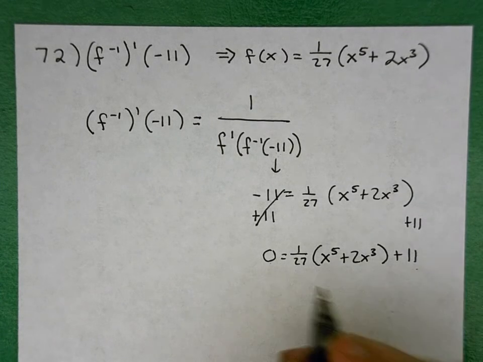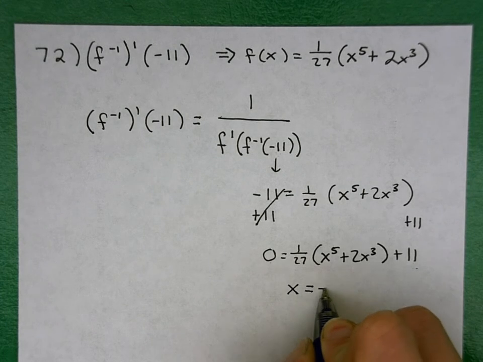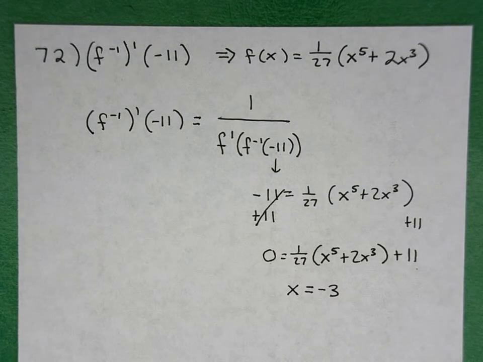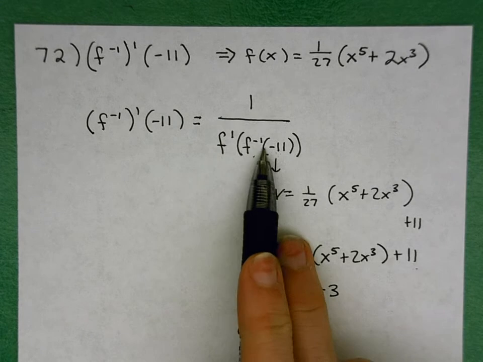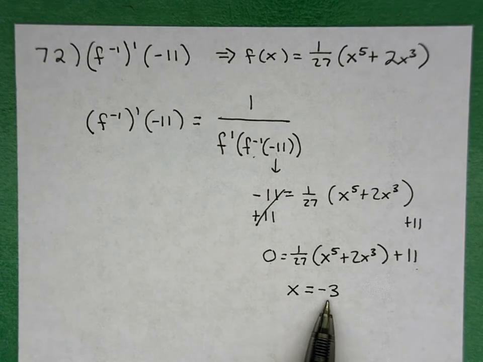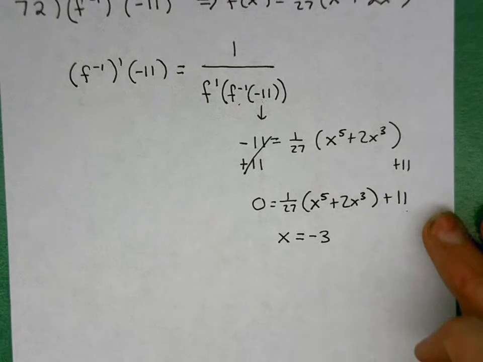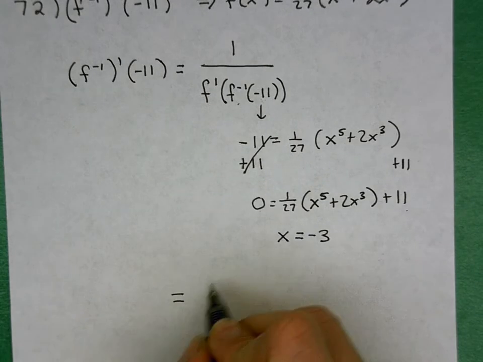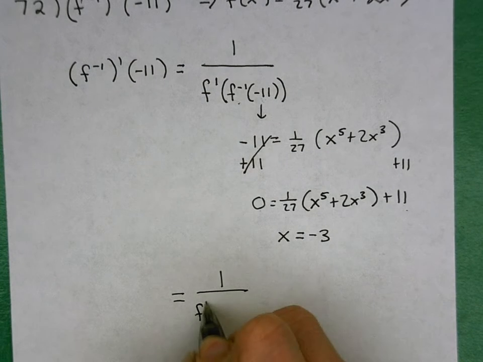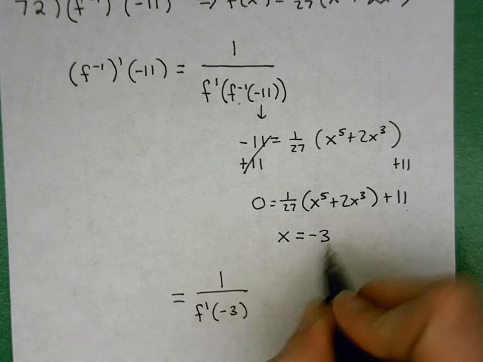Okay, so if you plug all of that in, graph it, you're going to find that you have a 0 at x equals negative 3. And so f inverse of negative 11 is equal to negative 3. So I'm going to go ahead and rewrite this function now. And it's going to be 1 over f prime, not f inverse of negative 11, but at negative 3.